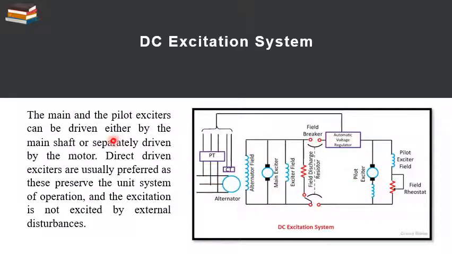The main exciter and the pilot exciter can be driven either by the main shaft or separately driven by a motor. Direct driven exciters are usually preferred as these preserve the unit system of operation. The excitation is not affected by external disturbances.